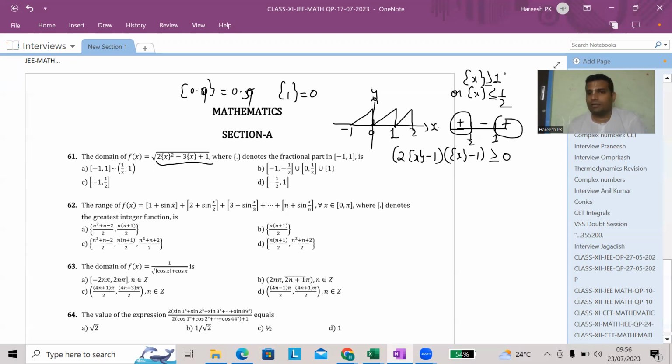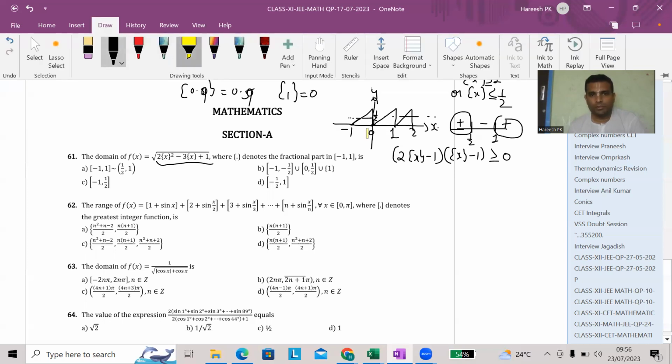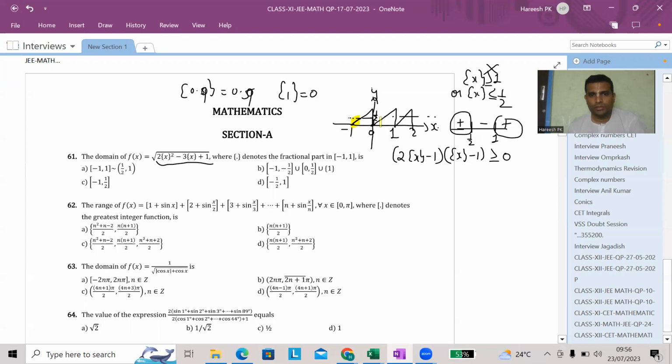But we know fractional part can't be greater than 1, so this is meaningless. So fractional part should be less than half. So this is, let's say, half. So less than half, that means this portion, and this portion, because here it is less than half, and this portion. But in the question they have given x belongs to minus 1 to 1. So between minus 1 to 1, we have only these two portions.